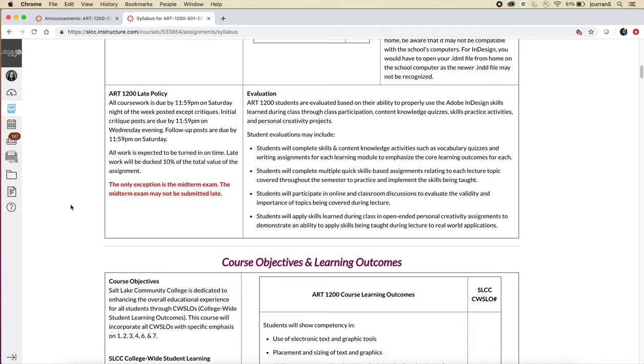The only negative is that you'll lose 10%. And I think that's pretty generous. 10% off whether you're, you know, 20 minutes late or 20 weeks late. Well, you can't be 20 weeks late. So 20 minutes late or 10 weeks late, you'll just have 10% taken off for it being late.